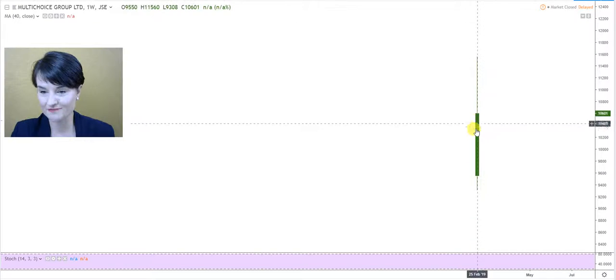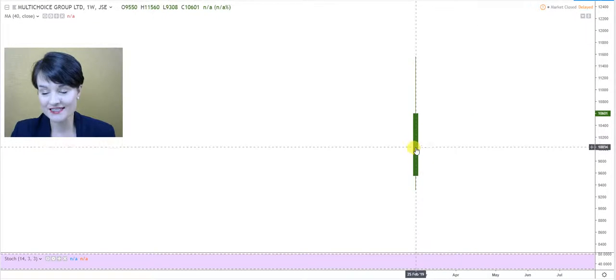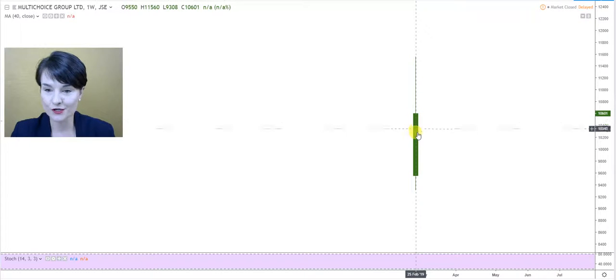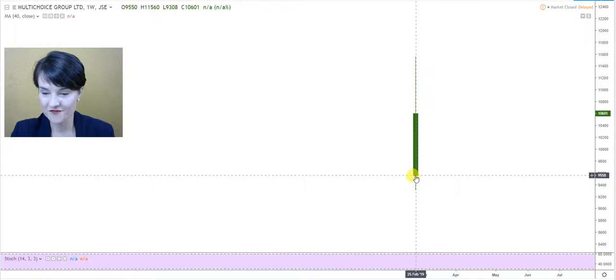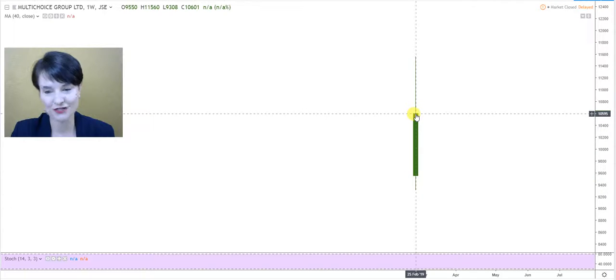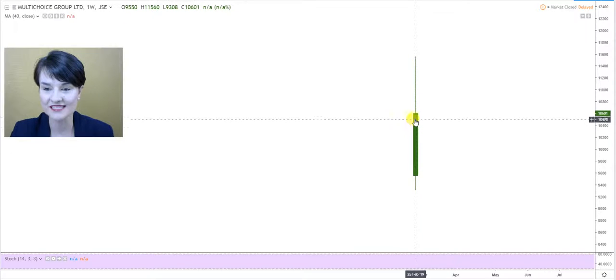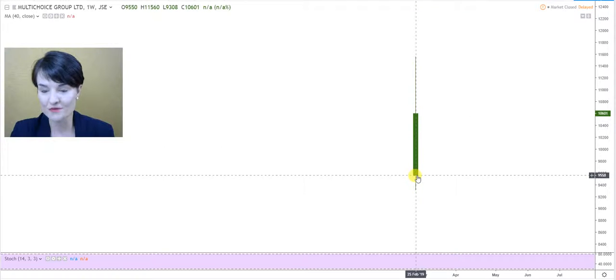The part that is colored in is known as the real body. When the price closed higher than where it opened, the color is green. That means this lower part of the real body is the opening price, and this top part of the real body is the closing price. Let's say this was a red candle. It means it closed at a lower price than where it opened. So the upper part would have been the opening price, and this lower part would have been the closing price. Now we know for every buyer, there must be a seller before I have a trade.